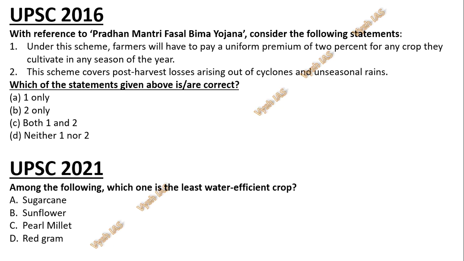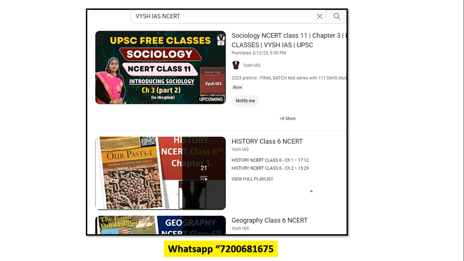And one more question. Among the following, which one is the least water efficient crop? Sugarcane, sunflower, pearl millet, or red gram. This is a 2021 question and this is a 2016 question. For this, there is a separate playlist also. However, these two questions we'll again discuss at the end of this video. Meanwhile, in the live chat or comments, you can tell the answer yourself.